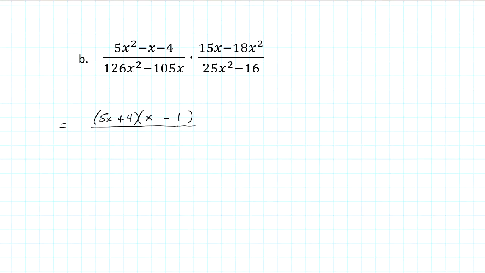All right, on the bottom, let's see. Are there any common factors? I know I can pull out an x. I'm trying to think. 126 and 105. Let's see if we can find any common factors here. 2 doesn't go into both, but 3 does, right? Because 1 plus 2 plus 6 is 9, so 3 will go into that. 1 plus 5 is 6, so 3 goes into that also. So let's see, 3 goes in here 42 times, right? 3 times 40 is 120, and 2 times 3 is 6. 105 is going to be what?